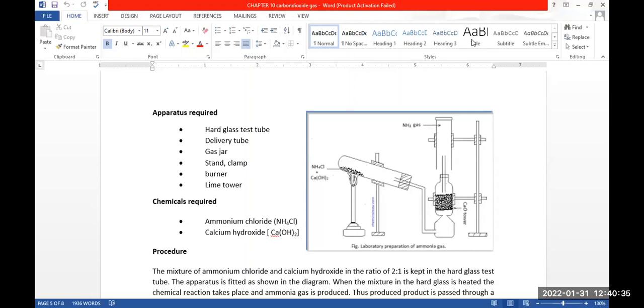Next is reaction with oxygen. When ammonia reacts with oxygen, it produces water and nitrogen. Next is reaction with chlorine. When ammonia reacts with chlorine, it produces ammonium chloride and nitrogen. These are the chemical properties of ammonia gas. And last is the uses of ammonia.